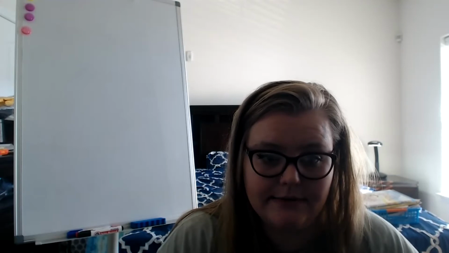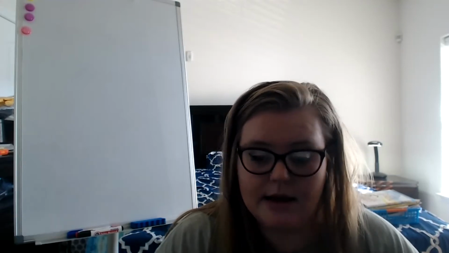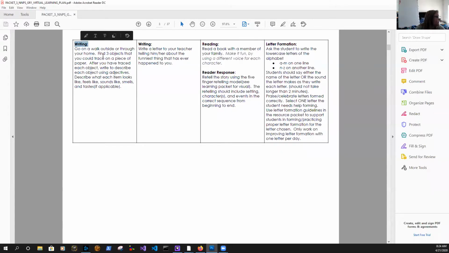The next activity is a writing activity. It says, go on a walk outside or through your home. Find 3 objects that you could trace on a piece of paper. After you have traced an object, write to describe each object using adjectives. Describe what each item looks like, feels like, sounds like, smells, and tastes like.